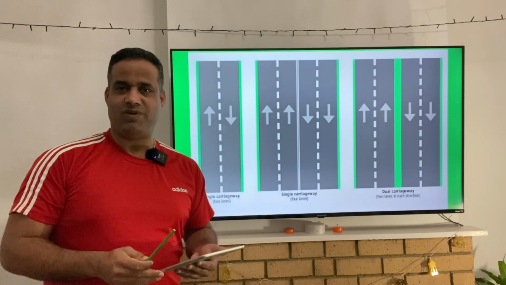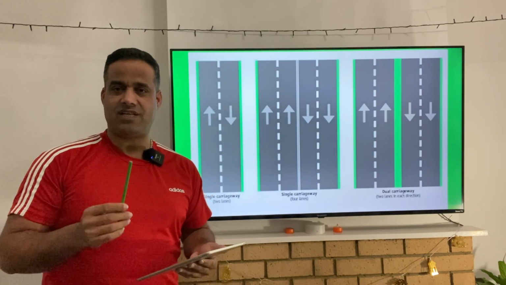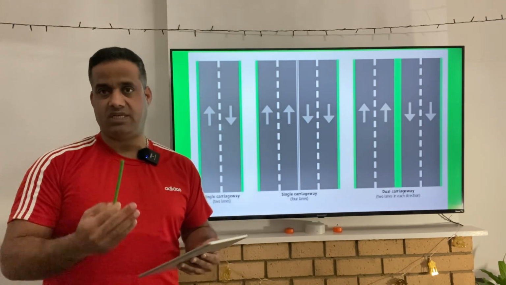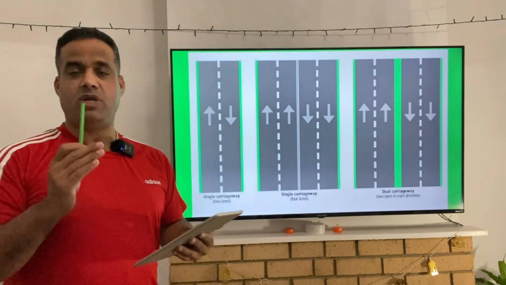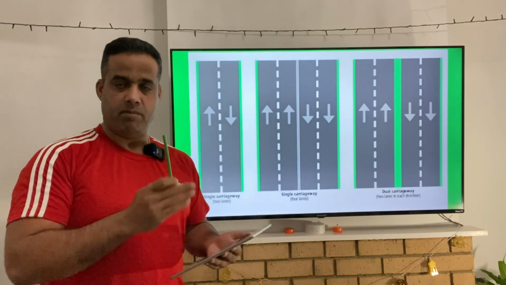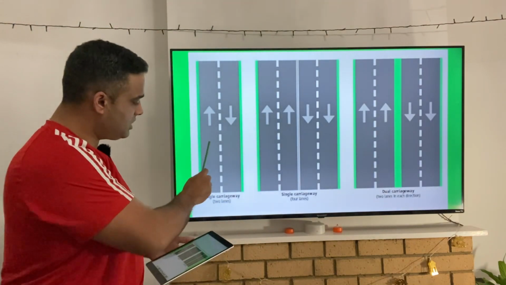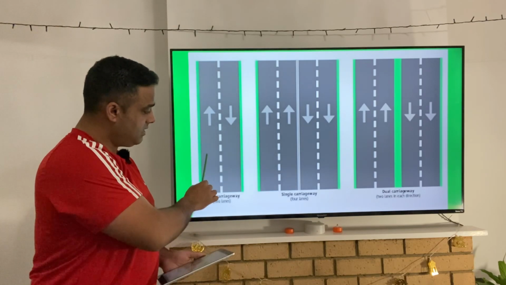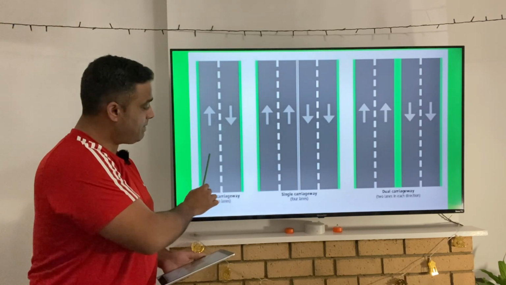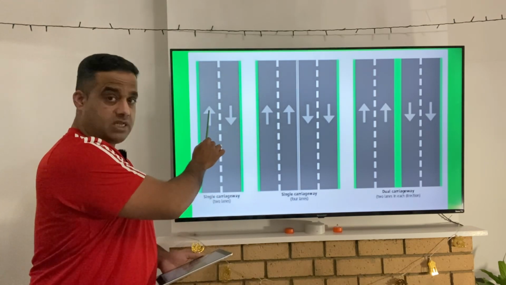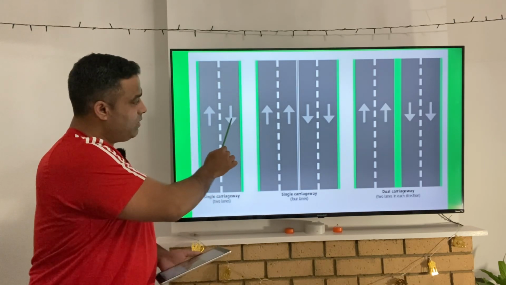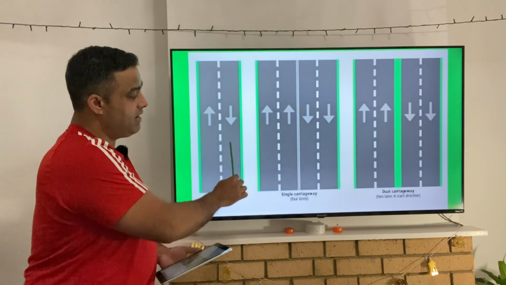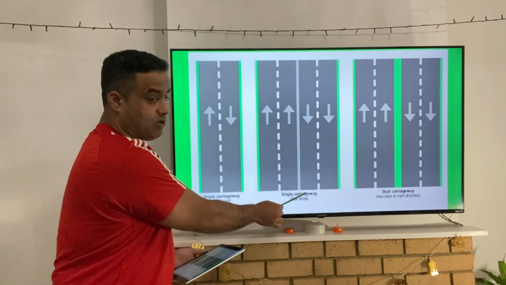So a single carriageway is the road which has got 2 or more than 2 lanes but moving in opposite directions. There will be no central reservation area between the lanes. If you look at this picture, this is a single carriageway. It has got 2 lanes, lane 1, lane 2, but they are going in opposite directions. Look at this arrow going upward, look at this arrow going downwards. This is a single carriageway.